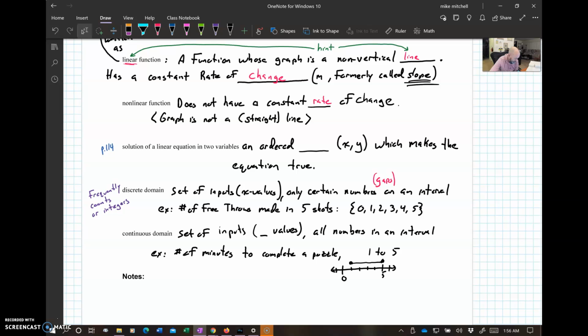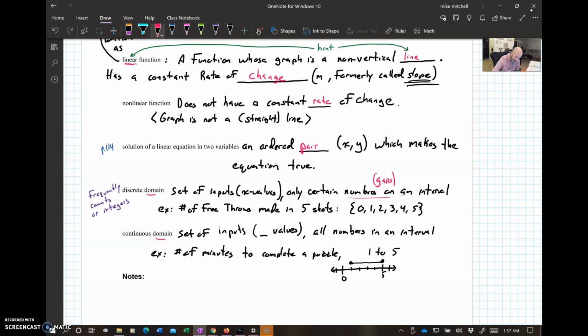A solution to a linear equation in two variables is an ordered blank (x, y) which makes the equation true. Again, use that pause button. You got it. Pair, ordered pair, we call that. Discrete domain. Domains are our x values or inputs. Discrete, there's going to be gaps, as I mentioned here. Only certain numbers on an interval.